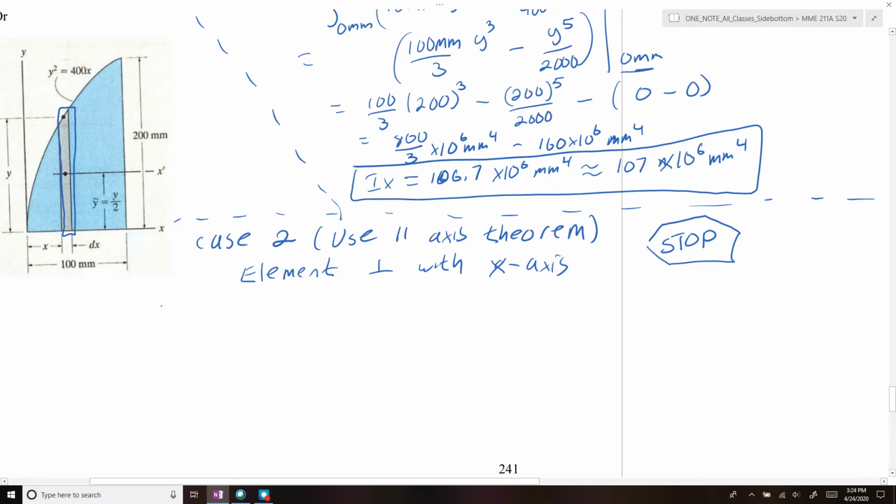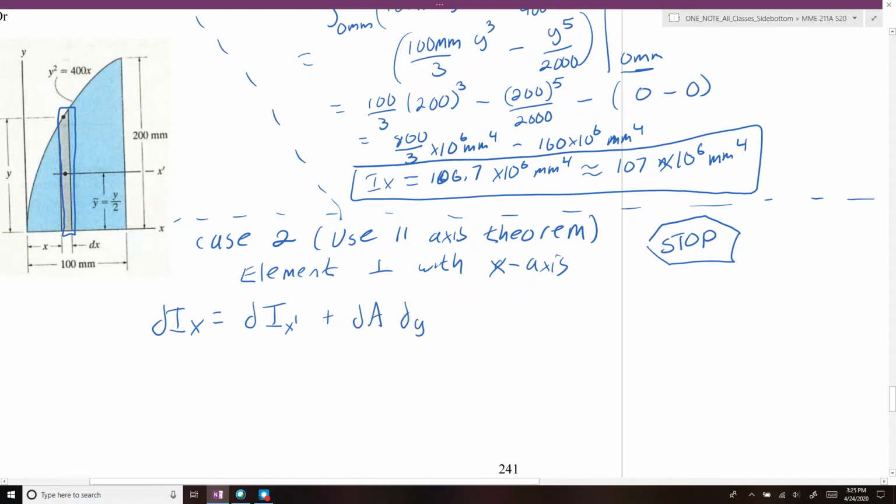So we're going to say that dIx is equal to dIx prime, the moment of inertia about the centroid, plus the differential area times the distance from the centroid to the x-axis squared. So we need to define each of these terms. We'll do dIx prime first.